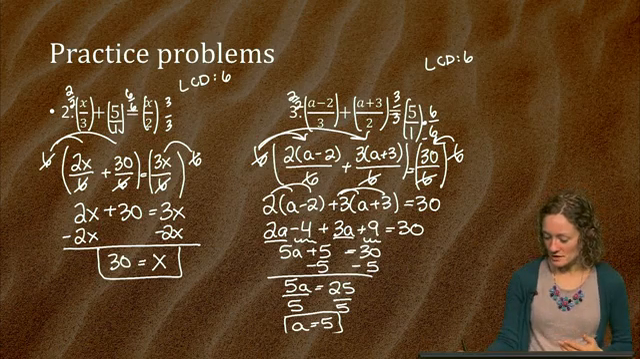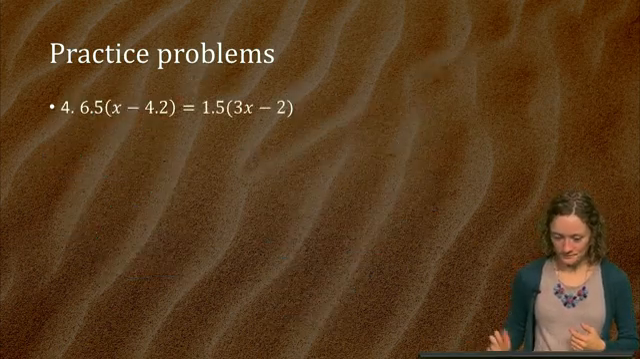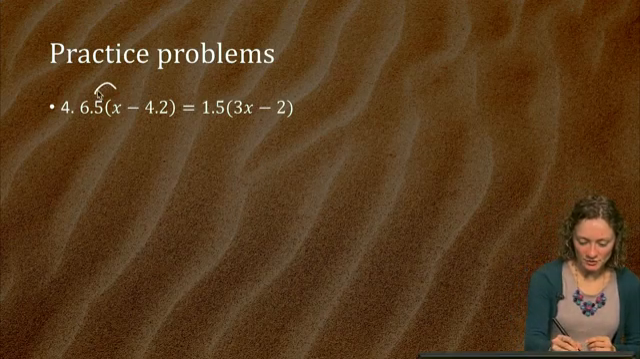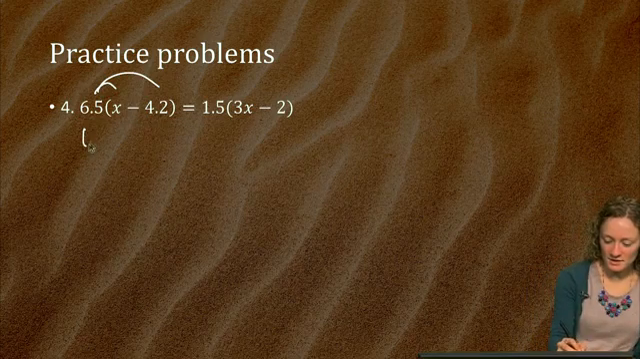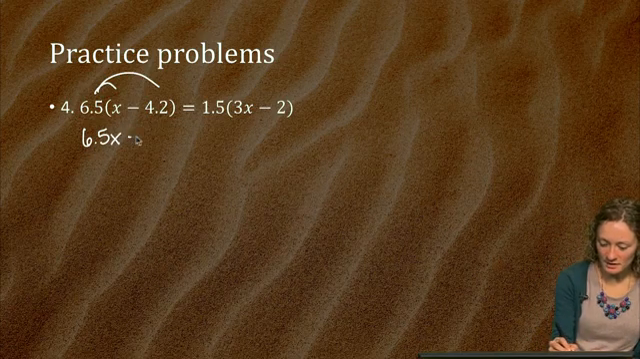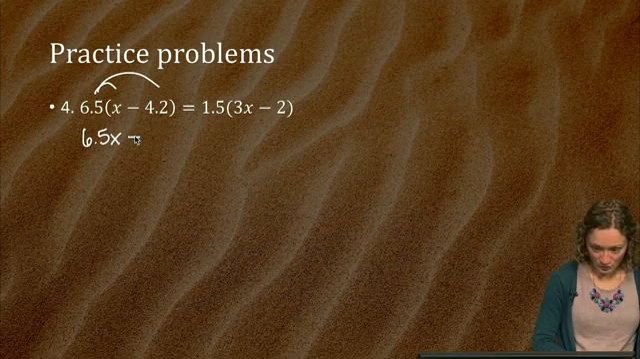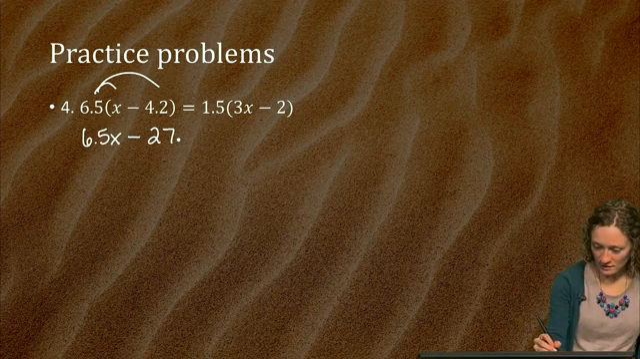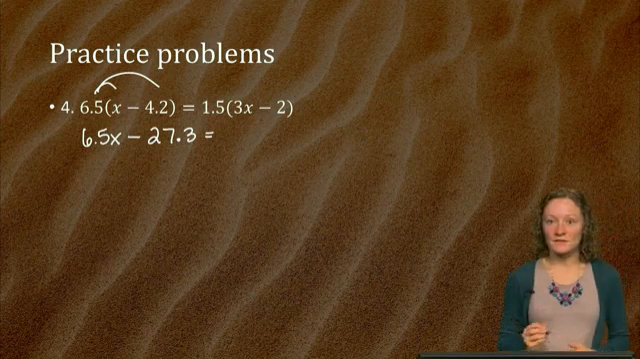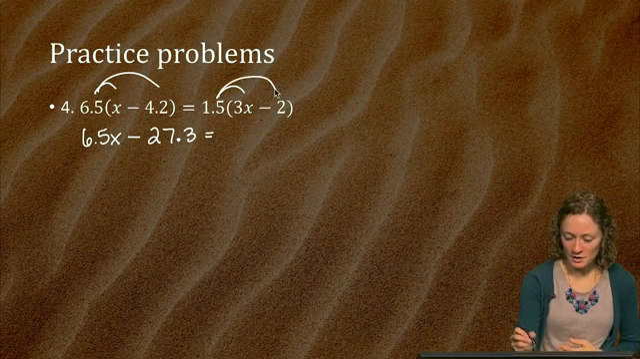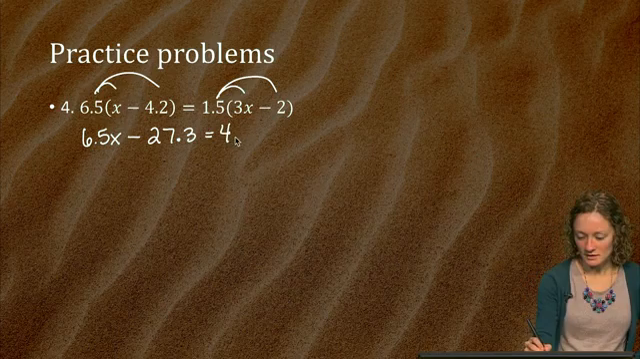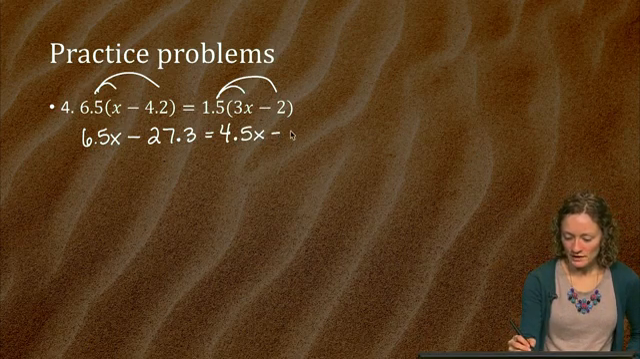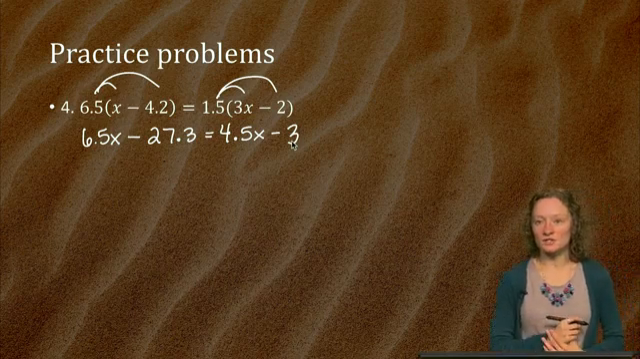Okay, one more problem, our decimal problem. For step one, distribute. We can distribute 6.5. So we get 6.5x minus 6.5 times 4.2 is 27.3. On the other side, also distribute. 1.5 times 3x is 4.5x, minus 1.5 times 2 is 3. You can check on your calculator.